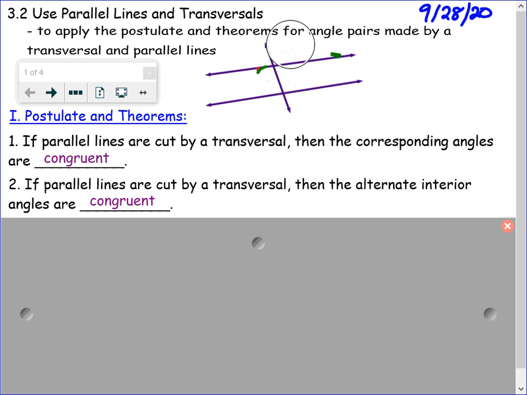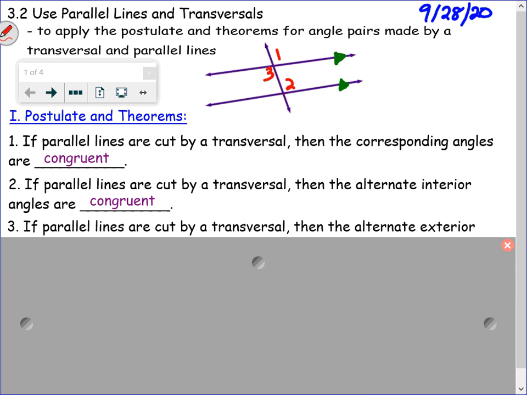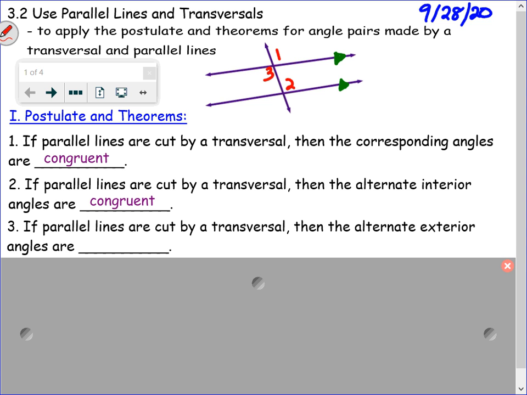Okay, let me remove all that stuff and put back what I need. Okay. So first one's a postulate. If two parallel lines are cut by a transversal, the corresponding angles are congruent. The second one's a theorem. If parallel lines are cut by a transversal, then the alternate interior angles are congruent. The third one, if parallel lines are cut by a transversal, then the alternate exterior angles are.